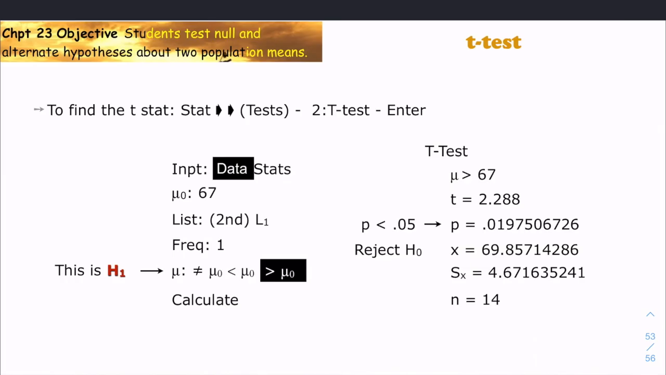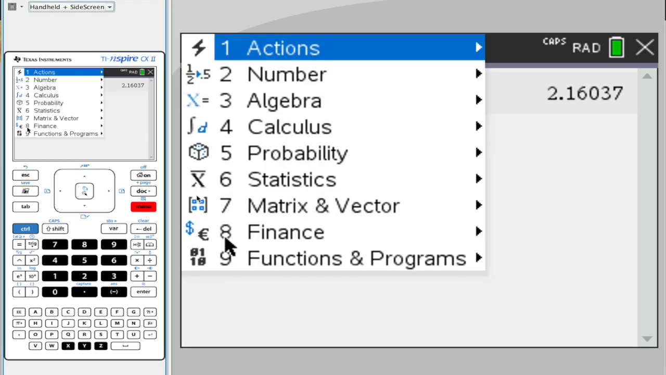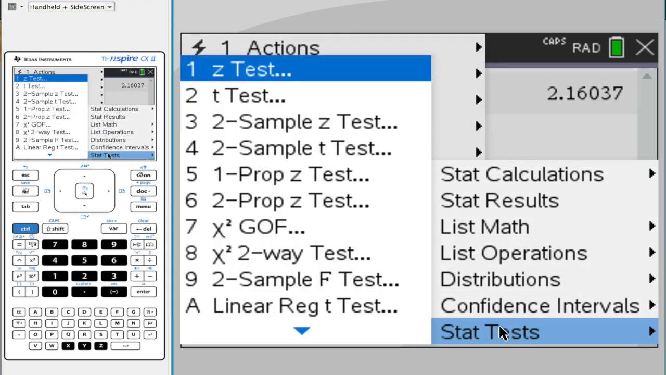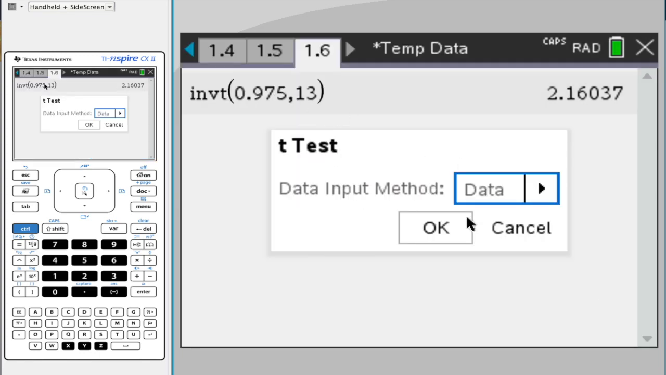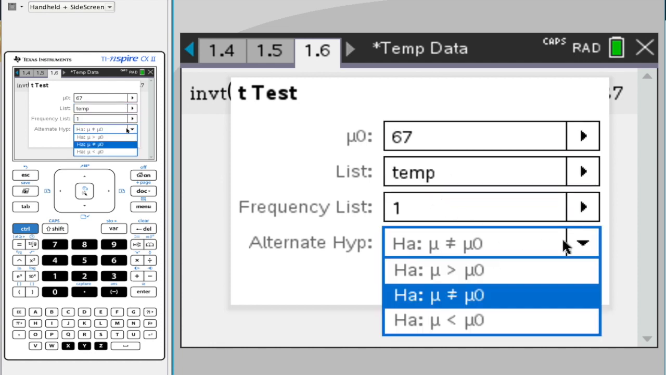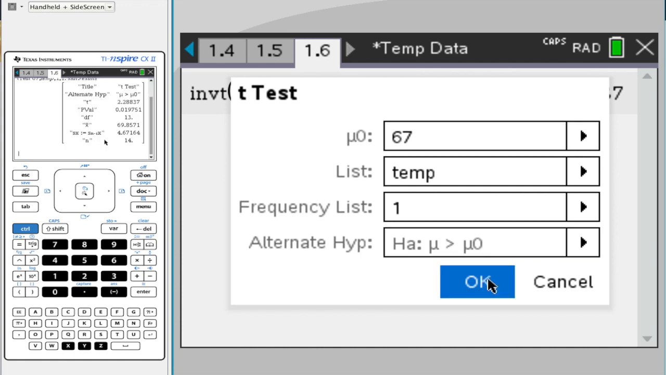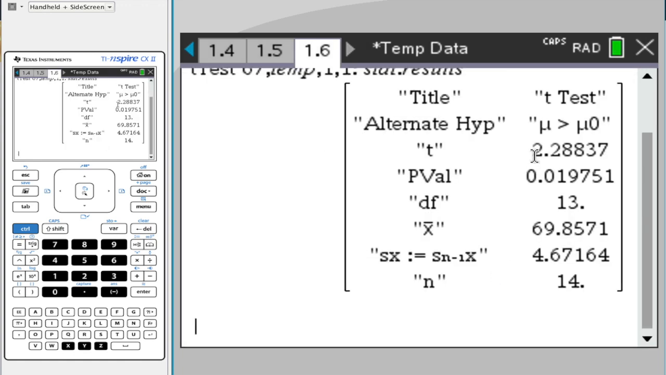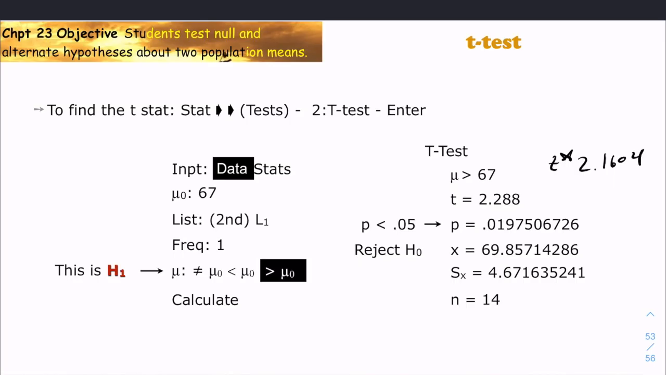To find and run a t-test, we're going to hit menu, stats, tests, t-test, and we're going to select the data option. With our mean of 67, we're going to use our list for temperature. And again, we're testing our alternate hypothesis that it's greater than mu. And if we get our result, we'll see a t-value of 2.28. And we're comparing that against our critical value of 2.1604, which obviously it's larger. If we look at our p-value, we get a p-value of 0.0197, which means that it's less than our significance level of 0.05, and we're going to reject the null.